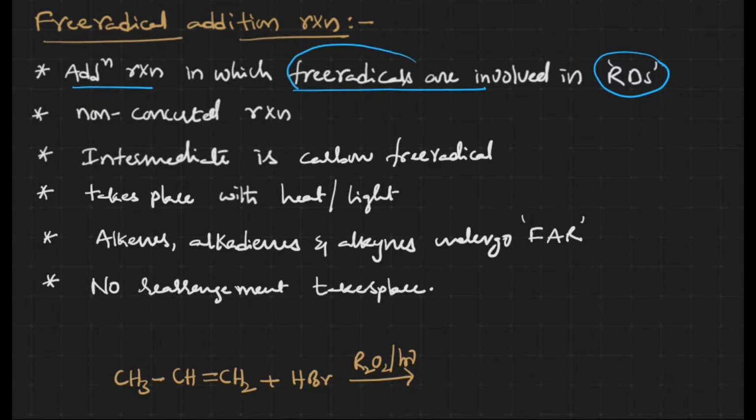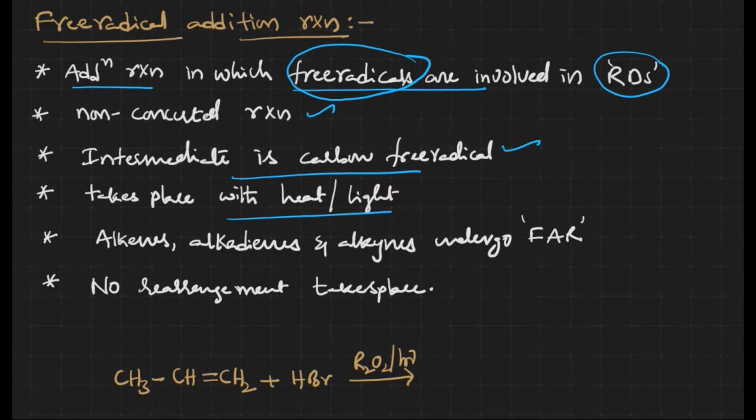Now in the addition reaction, in the rate determining step, a free radical is involved. What is that? Free radical addition reaction. Generally it is a multi-step reaction. Multi-step reaction means what? It takes place with more than one step. An intermediate is present. What is the intermediate here? The intermediate is going to be a carbon free radical. That's what free radical addition reactions are.